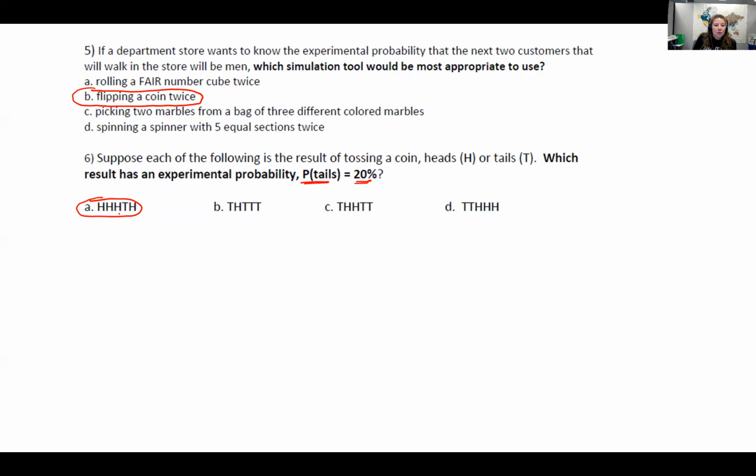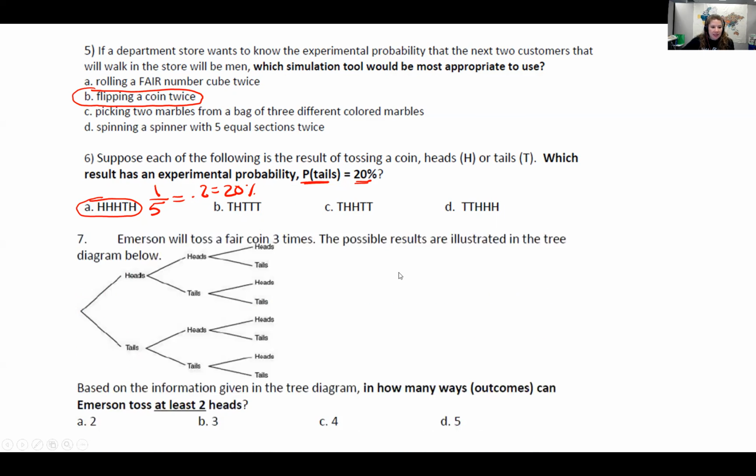Well, here we got tails once out of 5 times. If you divide 1 by 5, you get 0.2, which is 20%. The rest of them are all greater than 20%. And then number 7, we talked about what this tree diagram represents.